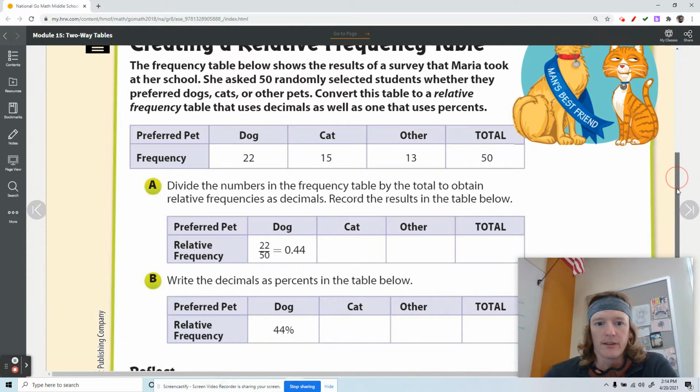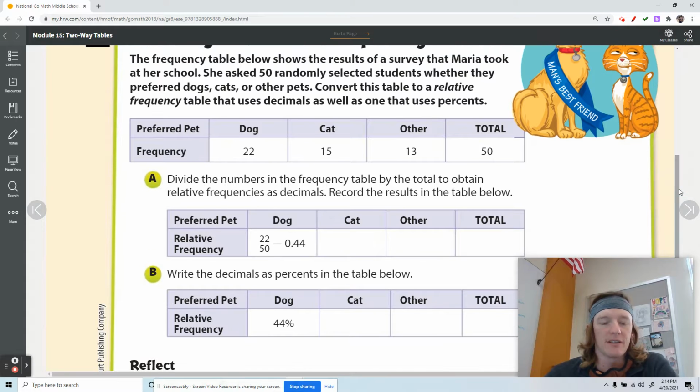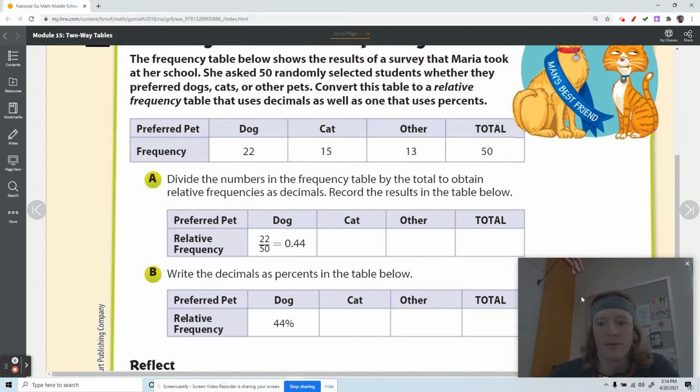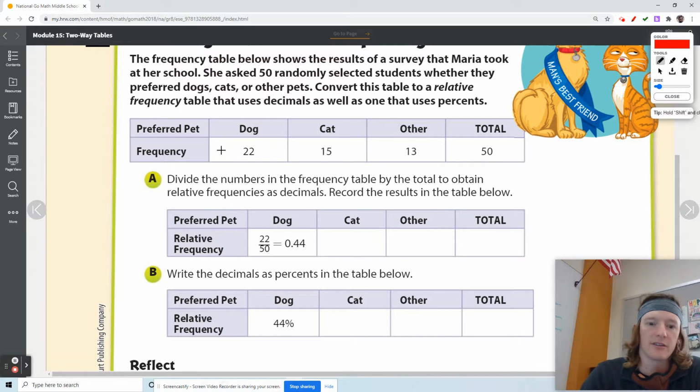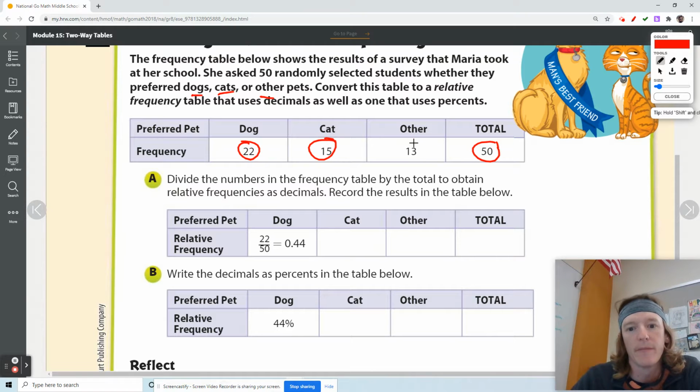So just very quickly as a percentage review, we're going to look at this first table and just follow along. We have 50 randomly selected students, and they were asked if they preferred dogs, cats, or other pets. So we had 22 people out of 50 who preferred dogs, 15 like cats out of 50, and 13 said some other pet was their favorite.